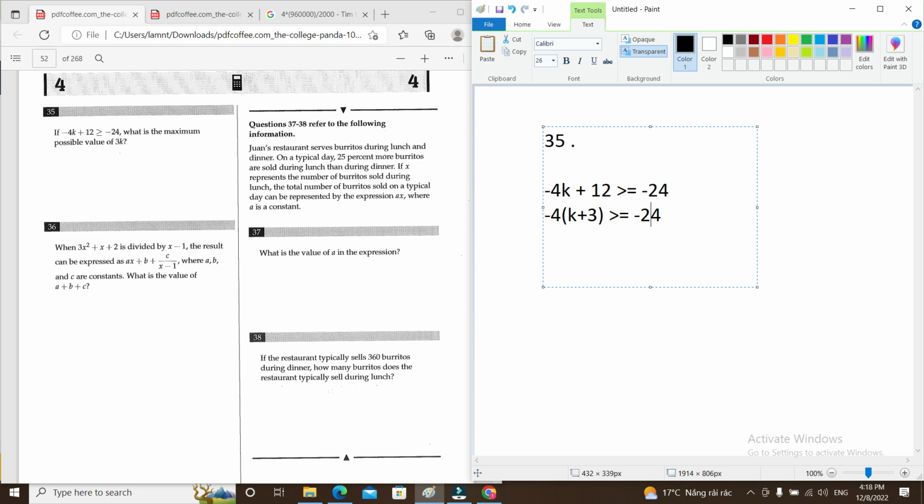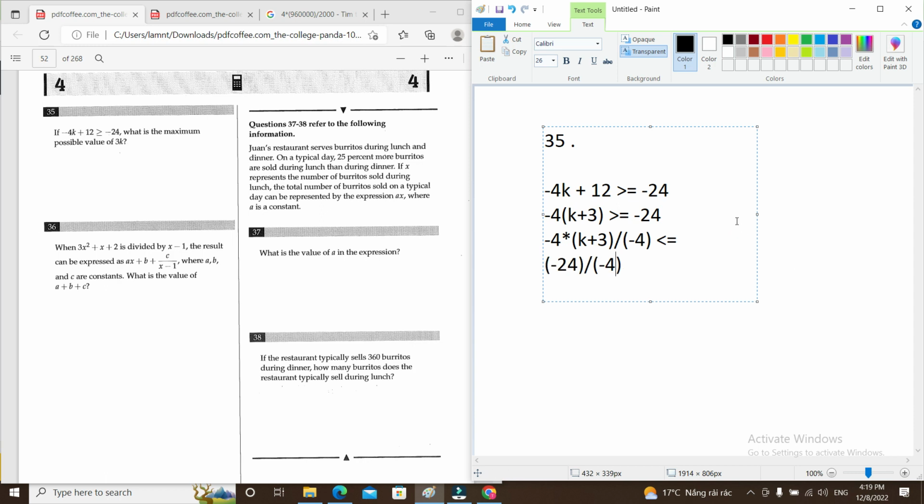So we can divide both sides by minus 4, but the inequality is going to change side because we divided by a negative number, right? So minus 4 times (k plus 3) divided by minus 4 has to be smaller than or equal to, because when you divide by a negative number, the inequality changes sign, minus 24 divided by minus 4.